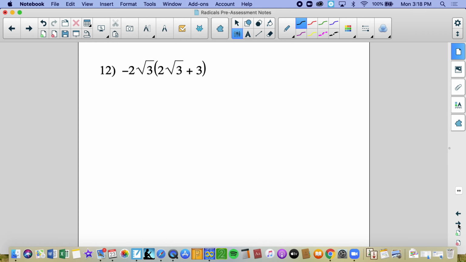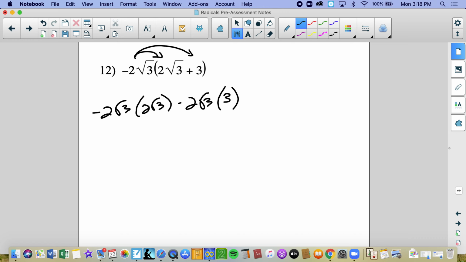Number 12, a little bit more complex because we've got coefficients and we've got radicals. So that's why it's always good to just write out your work. Show the steps, show your work. Get your brain talking to your eyeballs.